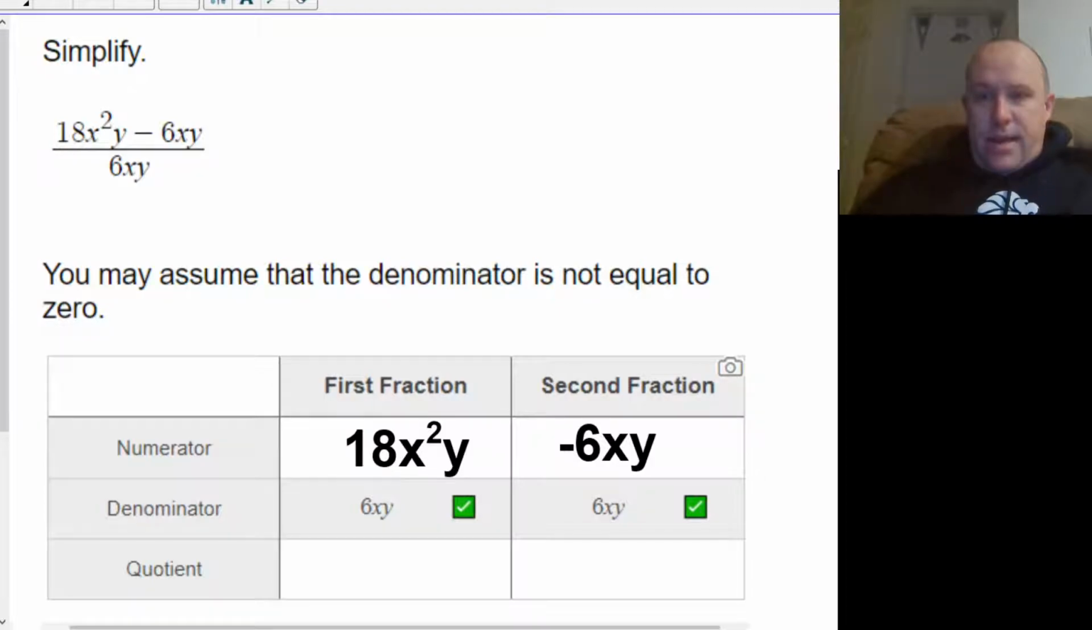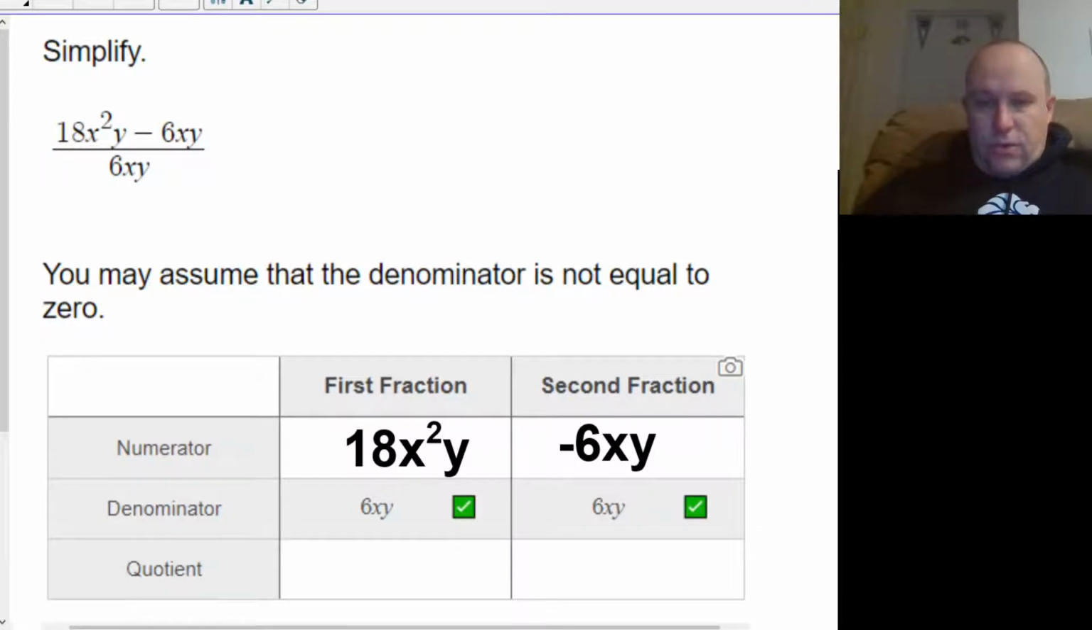For this one here, negative 6 divided by 6 is negative 1. X and x, that's the same, so it cancels. Y and y, that's the same, so that cancels. So that would just be negative 1. Remember, quotient means divide. That's really what the fraction means when you see that on this question.